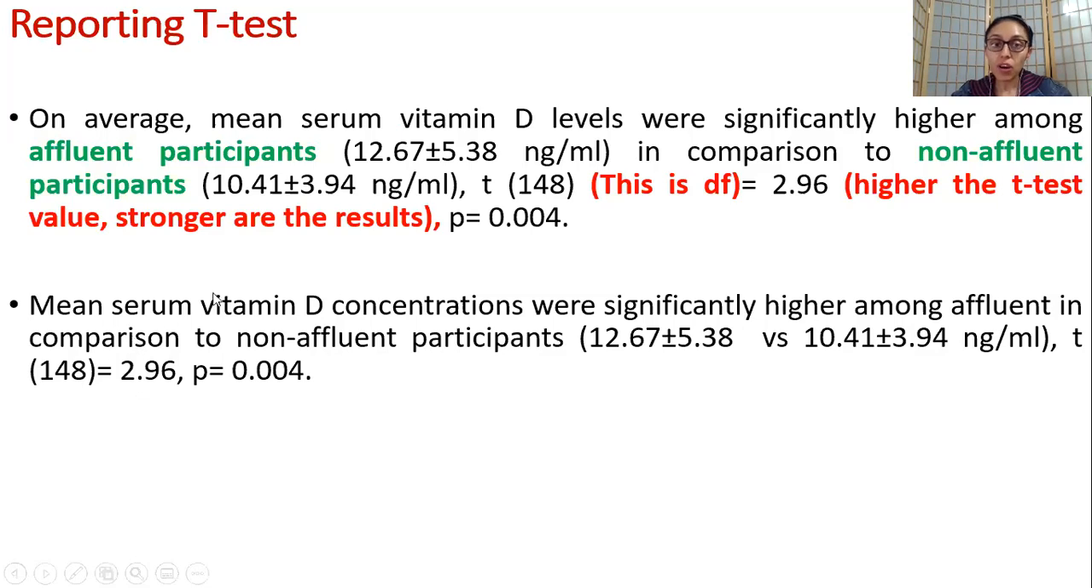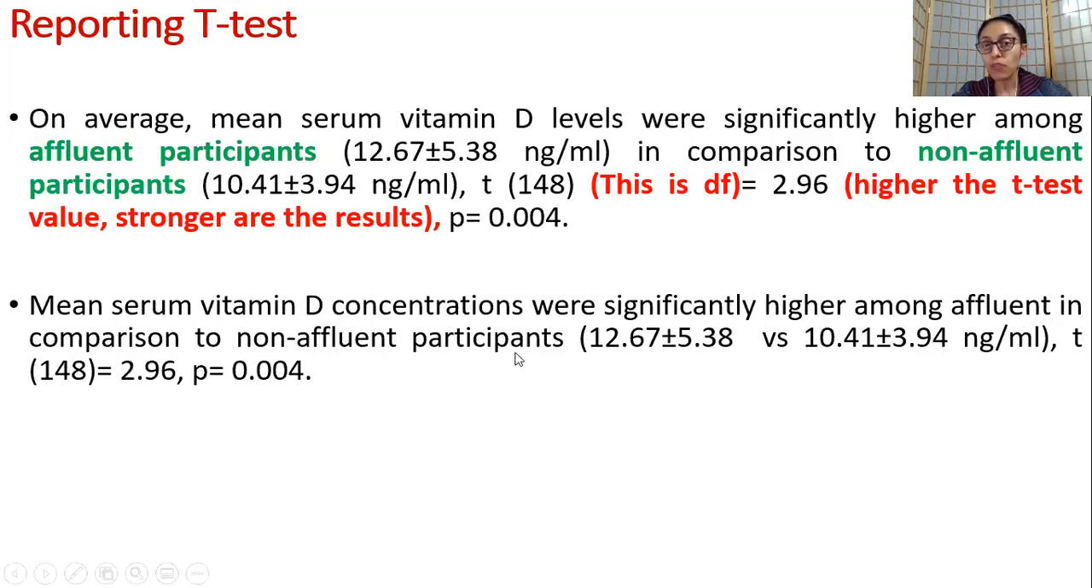So the other way of writing the result is: mean serum vitamin D concentrations were significantly higher. Now you know I have the right to use the term significant because I have actually done a test to show there is a difference, 10 versus 12, and this is a significant difference because we have a p value for it. So, significantly higher among affluent.